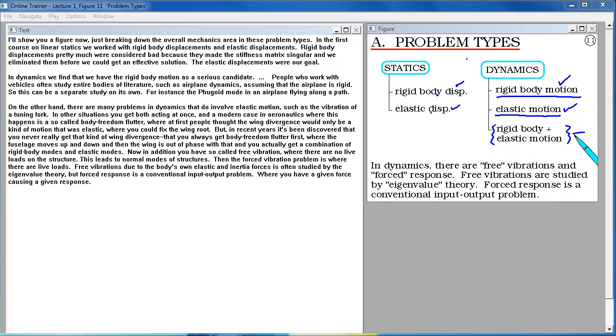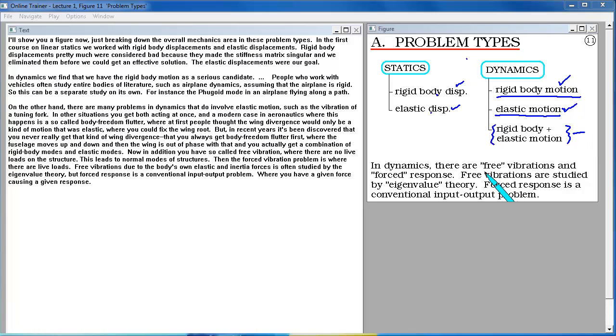In other situations, you get both acting at once, and a modern case in aeronautics where this happens is the so-called body freedom flutter, where at first people thought the wing divergence would only be a kind of motion that was elastic, where you could fix the wing root. But in recent years, it's been discovered that you never really get that kind of wing divergence, that you always get body freedom flutter first, where the fuselage moves up and down and then the wing is out of phase with that, and you actually get a combination of rigid body modes and elastic modes.